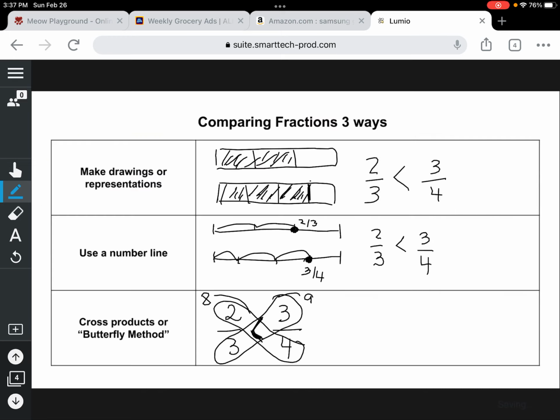So again, how do we compare fractions? There are 3 ways that you can do. You have to show your work with bars or drawings, number lines, or multiplication to see how they compare less than, greater than, or equal.